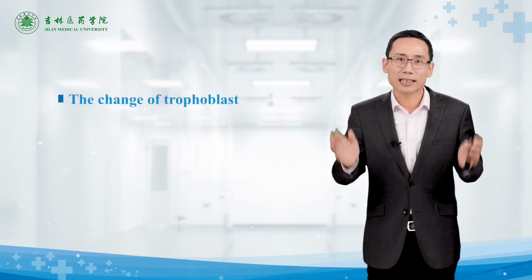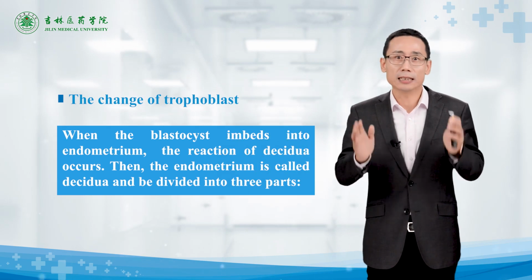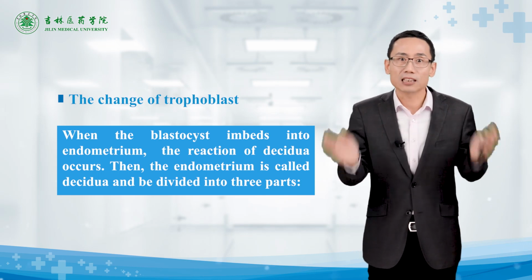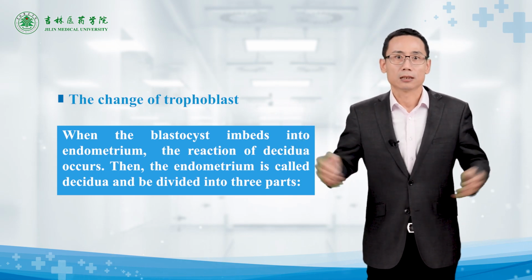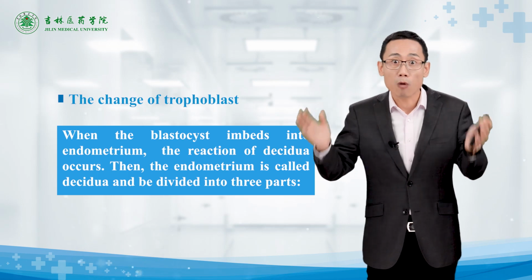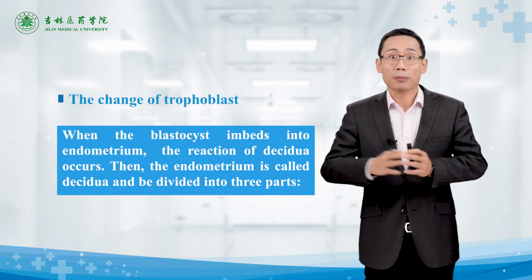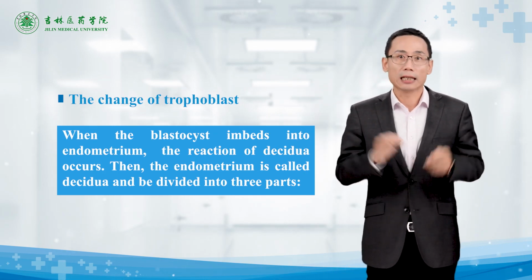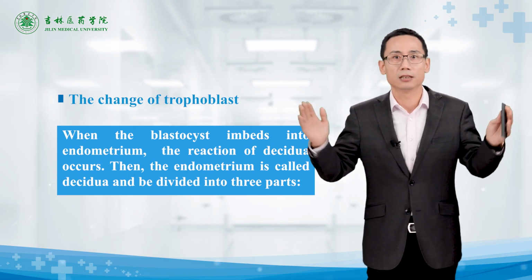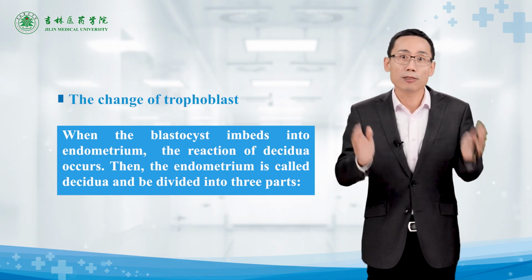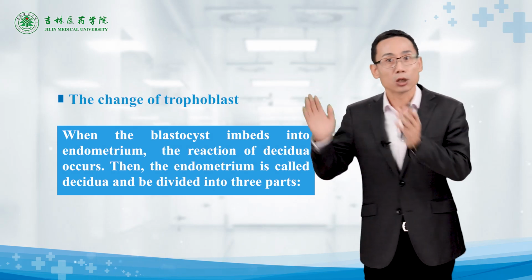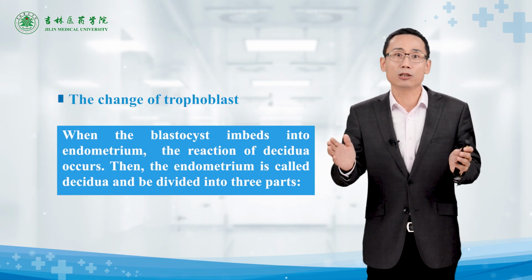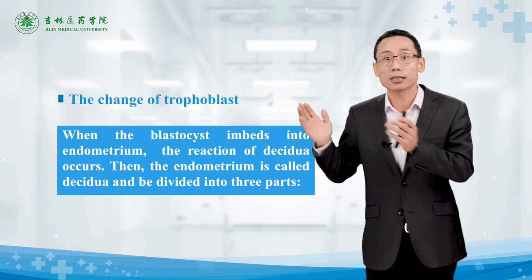At the time of implantation, the endometrium is in the secretory phase. After implantation, the blood supply is more abundant, and the gland secretion is more vigorous. The stromal cells become very large, rich in glycogen and lipid droplets, and the endometrium is further thickened. These changes of the endometrium are called decidual reaction. At this time, the endometrium is changed to decidua and the stromal cells to decidual cells.